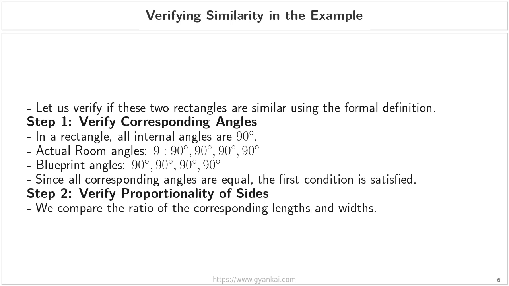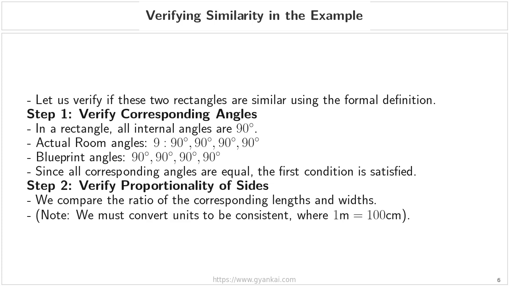However, remember from our definition on slide 2, we cannot stop here. We must also satisfy the second condition. So, let's move to step 2, verifying the proportionality of sides. Here, we need to compare the ratio of the lengths and the ratio of the widths. Before we calculate, there is a crucial detail to note. We cannot compare meters directly to centimeters. To keep our ratios accurate, we must convert our units so they are consistent. Since 1 meter equals 100 centimeters, our 6-meter length becomes 600 centimeters.